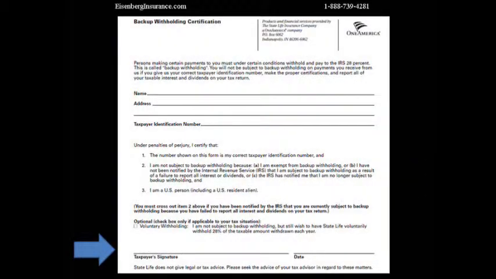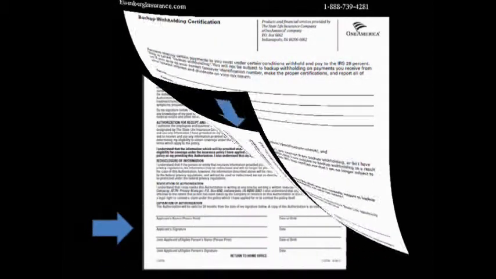The next page we come to is the Backup Withholding Certification Form. Please sign and date at the bottom of the page. If you do have an interest in a voluntary withholding, please indicate so by checking the box titled Voluntary Withholding.